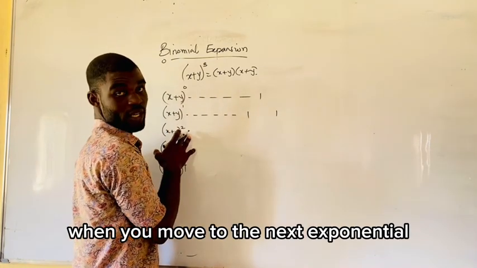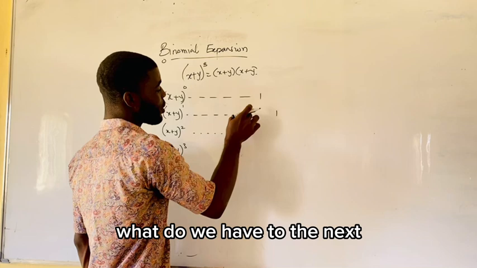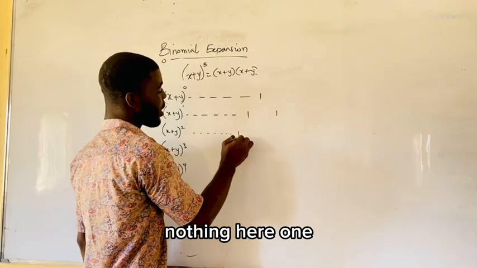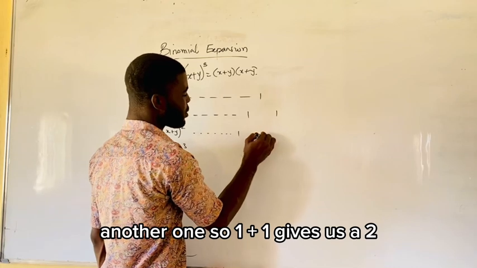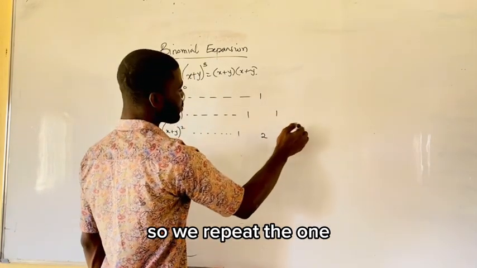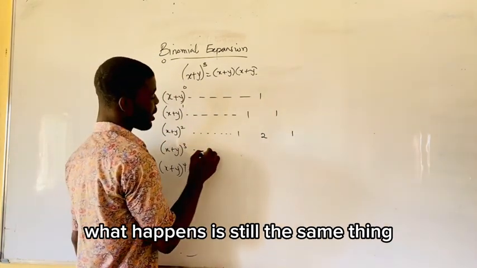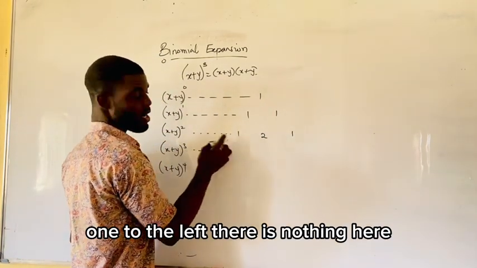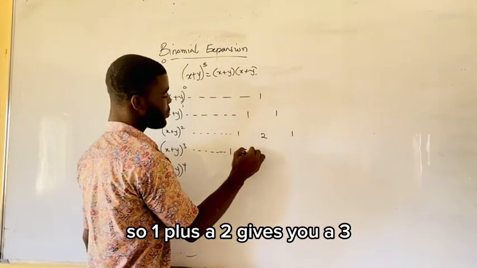Now when you move to the next exponential, to the power of 2, the same method applies. This time around, what do we have to the next? Nothing here, 1. What do we have next to it? Another 1. So 1 plus 1 gives us a 2. When we look at this one, 1 to the next, there's nothing here, so we repeat the 1. Now when we go further to the power of 3, what happens is still the same thing. 1 to the left, there is nothing here. 1 to the right, there's a 2. So 1 plus a 2 gives you a 3.